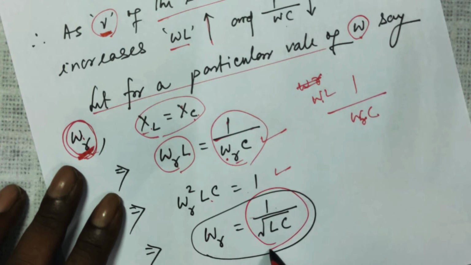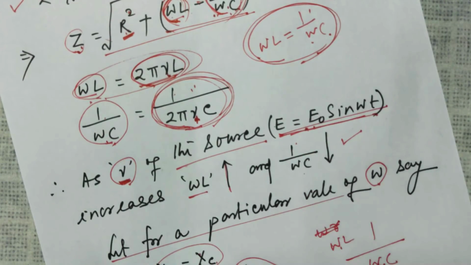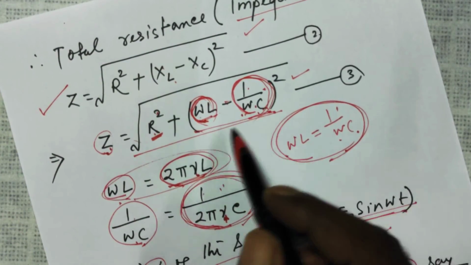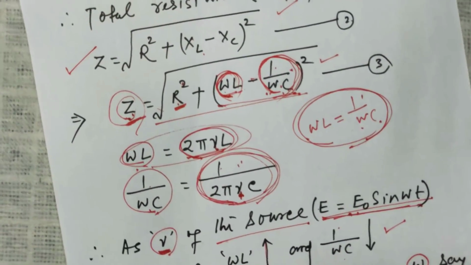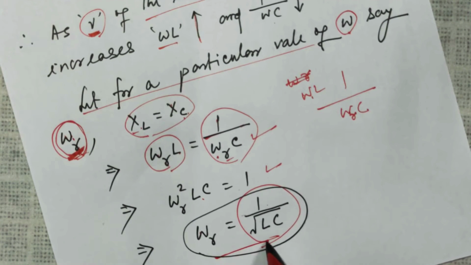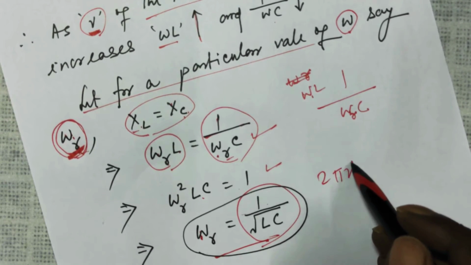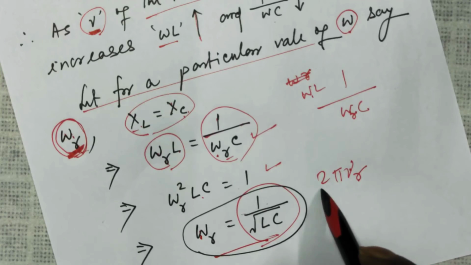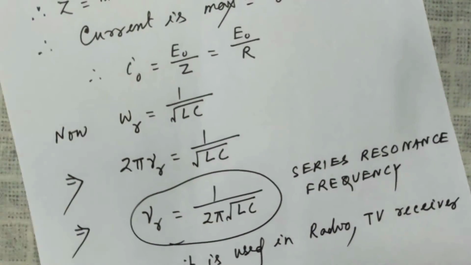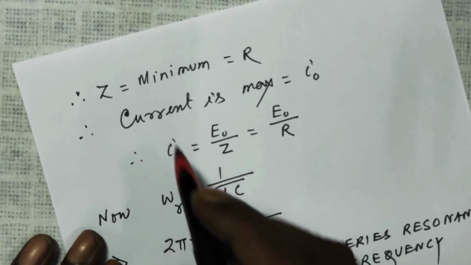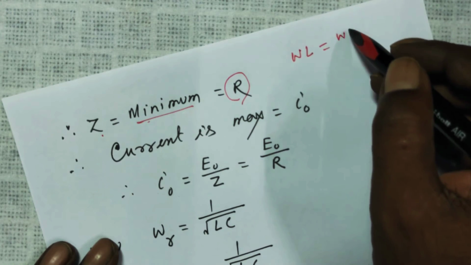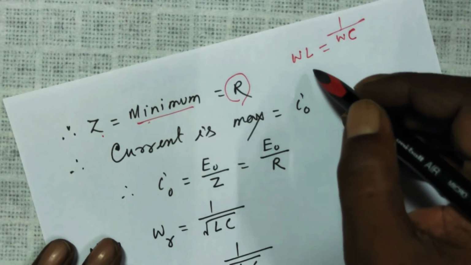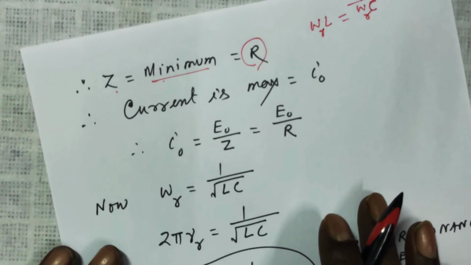So under this angular frequency of the source, these two terms become equal, so the resistance offered by the circuit becomes minimum, so the current is maximum. Now again, what will this give? Since any omega is 2 pi nu, for this I can write 2 pi nu R, the resonant frequency. 2 is 2, pi is pi. So we just discussed Z is equal to minimum, that is equal to R, for omega L equal to 1 by omega C for a particular omega called omega R.